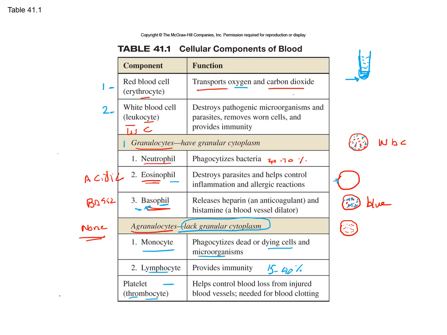The third one is the basophil. That loves the basic dye, or the alkaline dye. It releases heparin as an anticoagulant and histamine. This works as a blood vessel dilator, like opening up the blood vessels. Then the acidophil or the eosinophil.